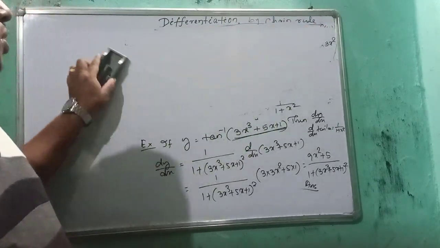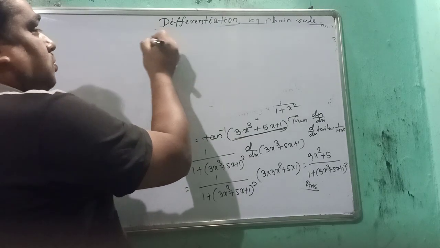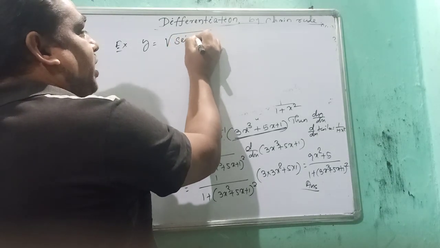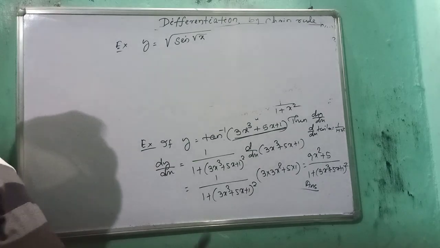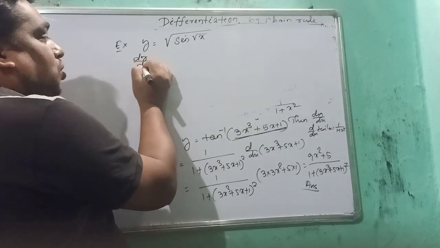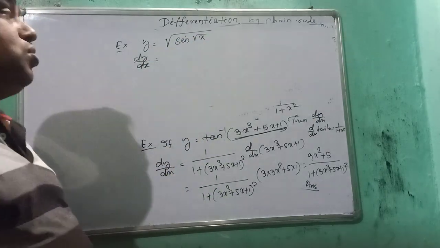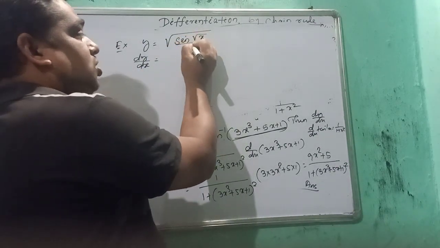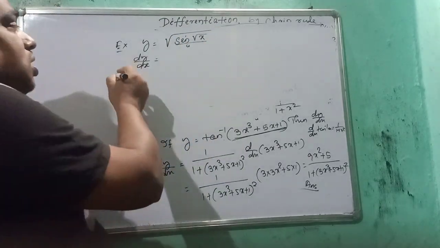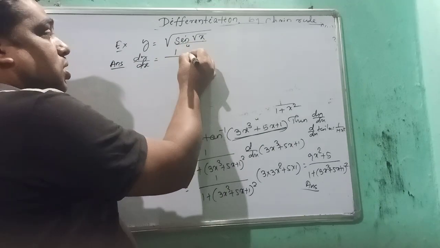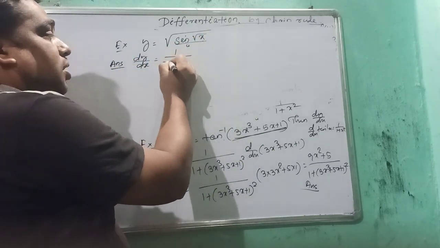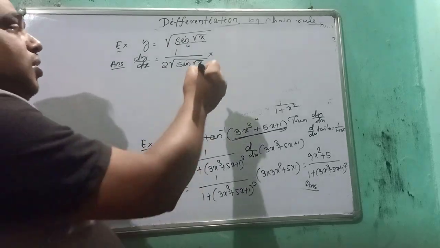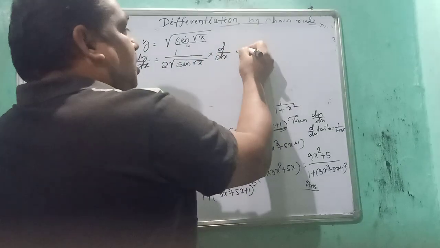Similarly, if y is equal to square root of sine root x is given, then in this case what is dy by dx? Then dy by dx is equal to the derivative of the square root of sine root x. Which one is taken as u? First, sine root x is taken as u. Then the root of u comes in. What is the derivative of root u? It is 1 by 2 root u. Then 1 by 2 into root of sine root x, into d by dx of sine root x.